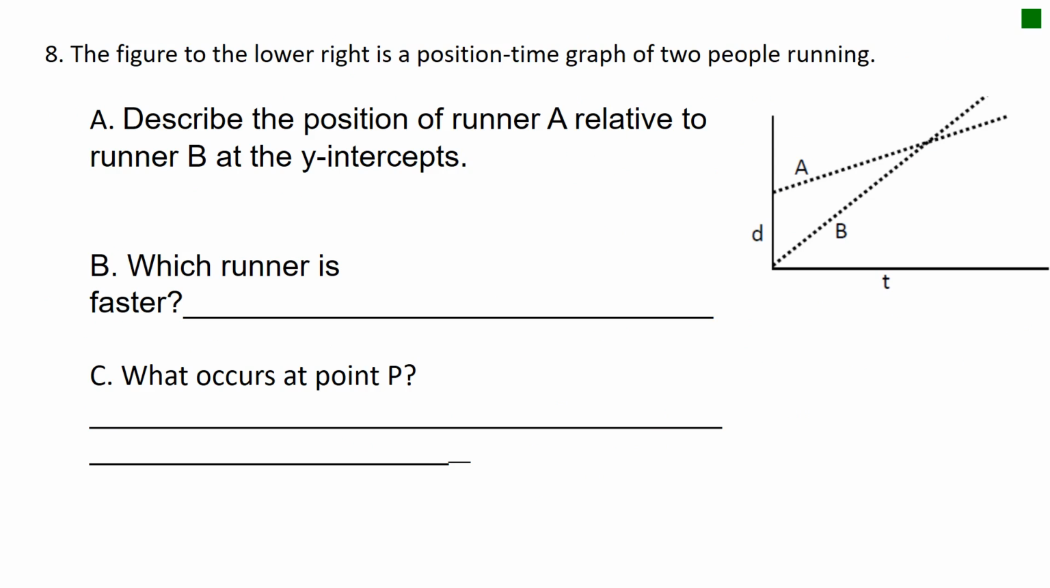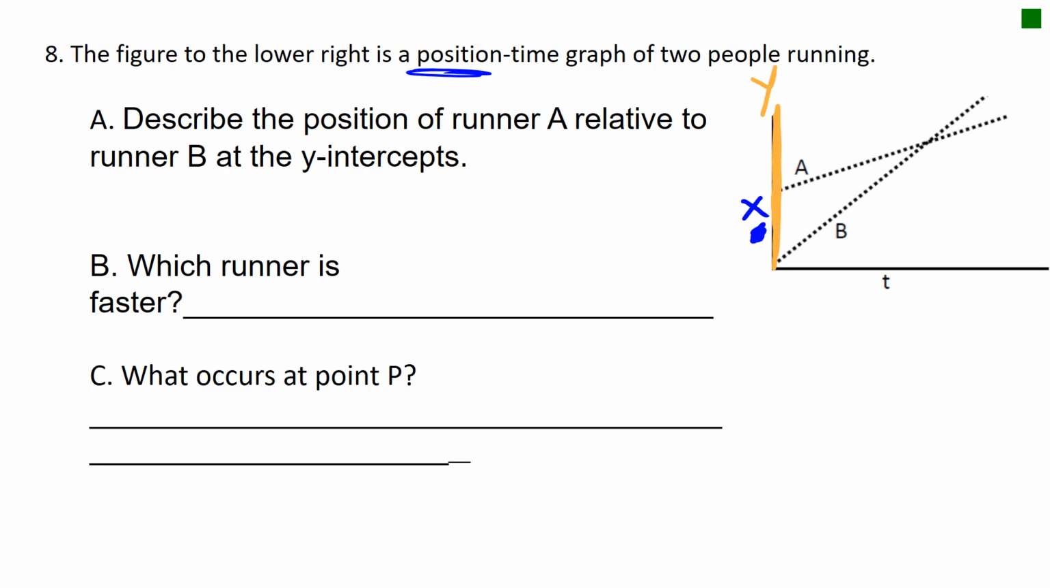Okay, next we have a, let me change that. It shouldn't be a D. It should be an X, because this is a position versus time graph of two people running. So it says, describe the position of runner A relative to runner B at the y-intercept. So the y-intercept is just our y-axis right here.